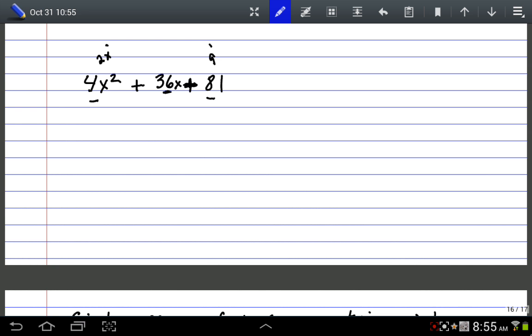So now when we factor this one, remember this is not the product of two conjugates. We're going to say 2x and 9, and it's a quantity squared. It's not conjugates. And we use the first sign there.